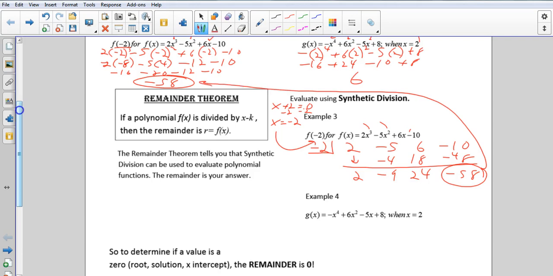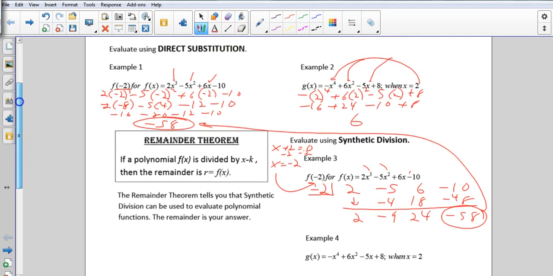There it is. Now, basically, this is showing you that synthetic division can be a substitute or an alternative to doing substitution. So, it's up to you what your brain does better. Is it a little bit faster doing synthetic division? Yeah, because it is a shortcut. If you get comfortable with synthetic division, this is a quicker way than direct substitution. But it's up to you what you're most comfortable with.